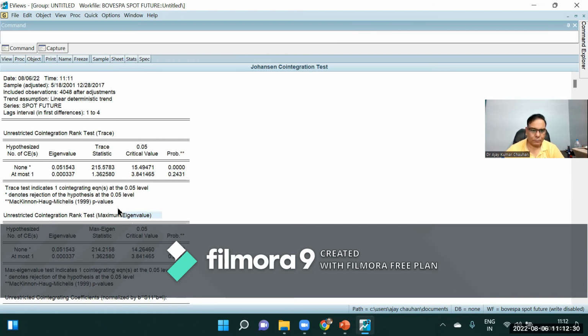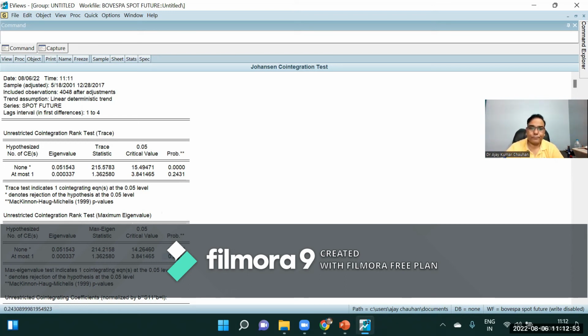This test is also saying that there is no co-integration, and we are rejecting this hypothesis. No co-integration, rejecting the hypothesis. Co-integration, accepting the hypothesis. So the final conclusion is that there exists a significant co-integrating relationship between the two.